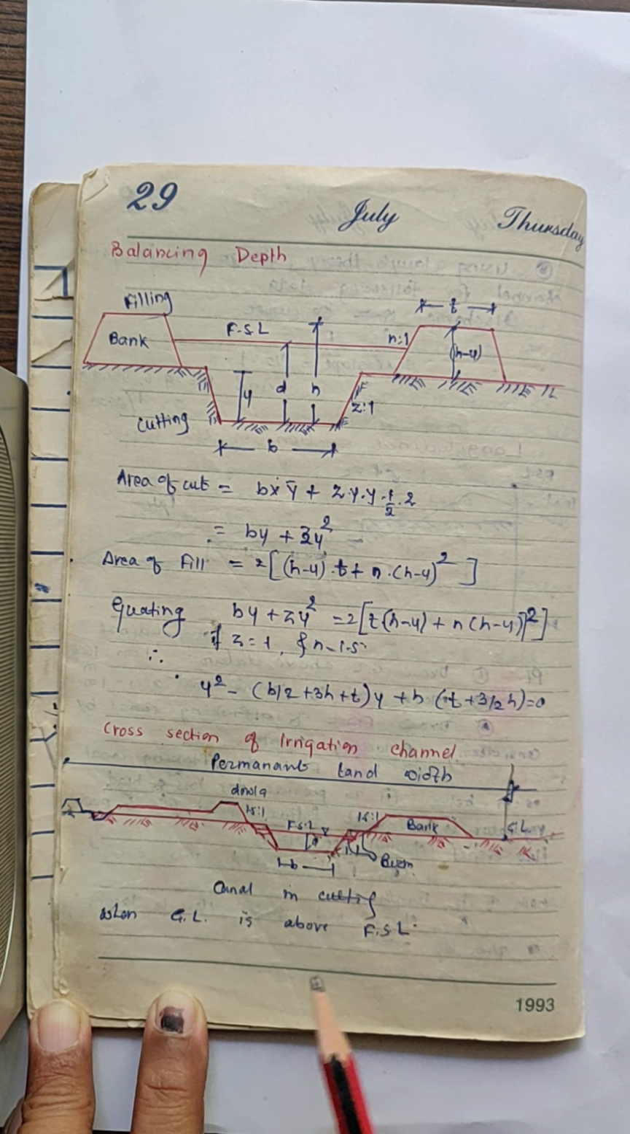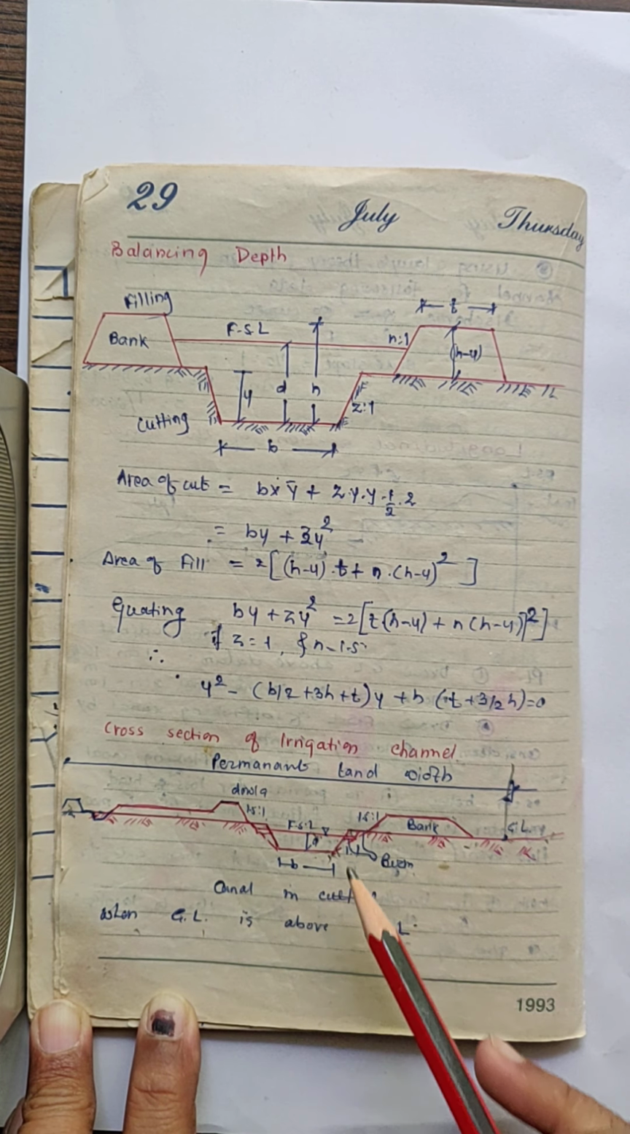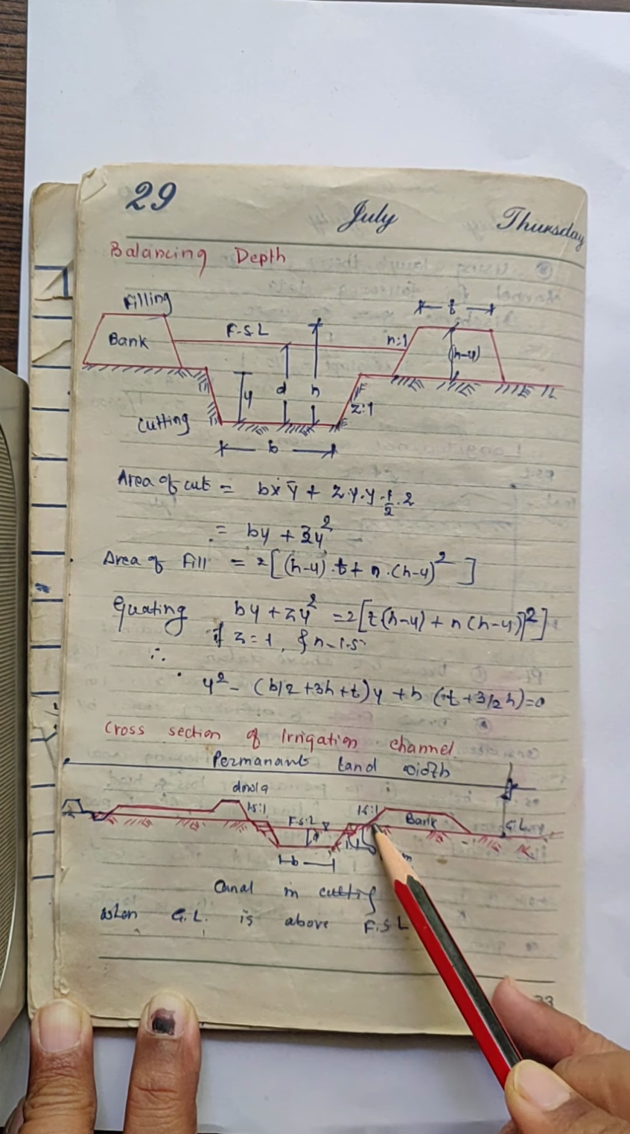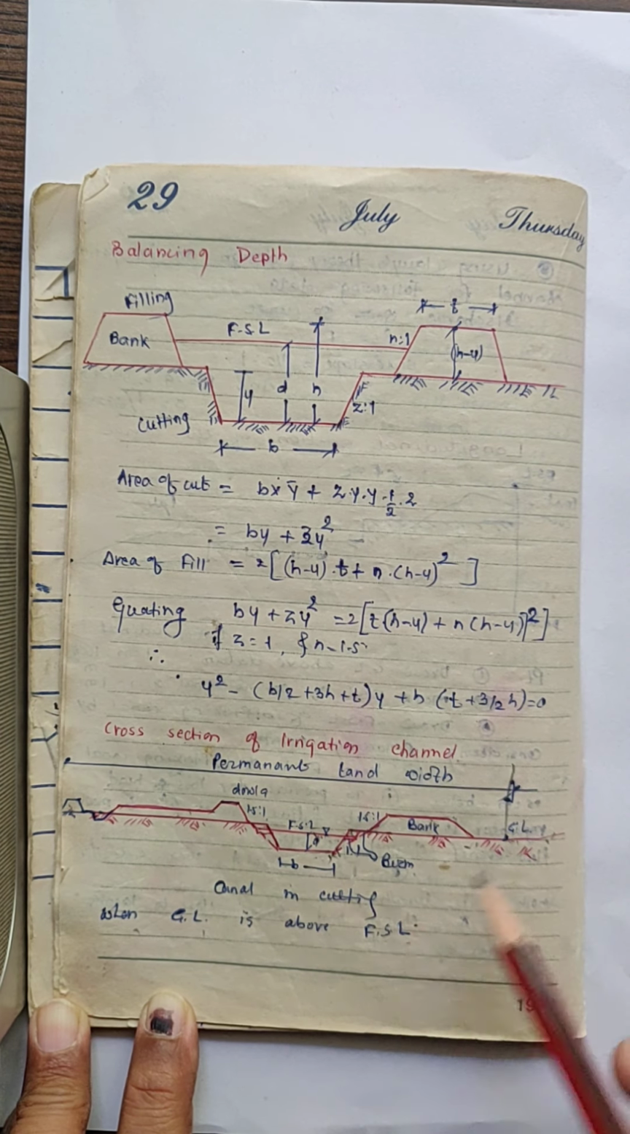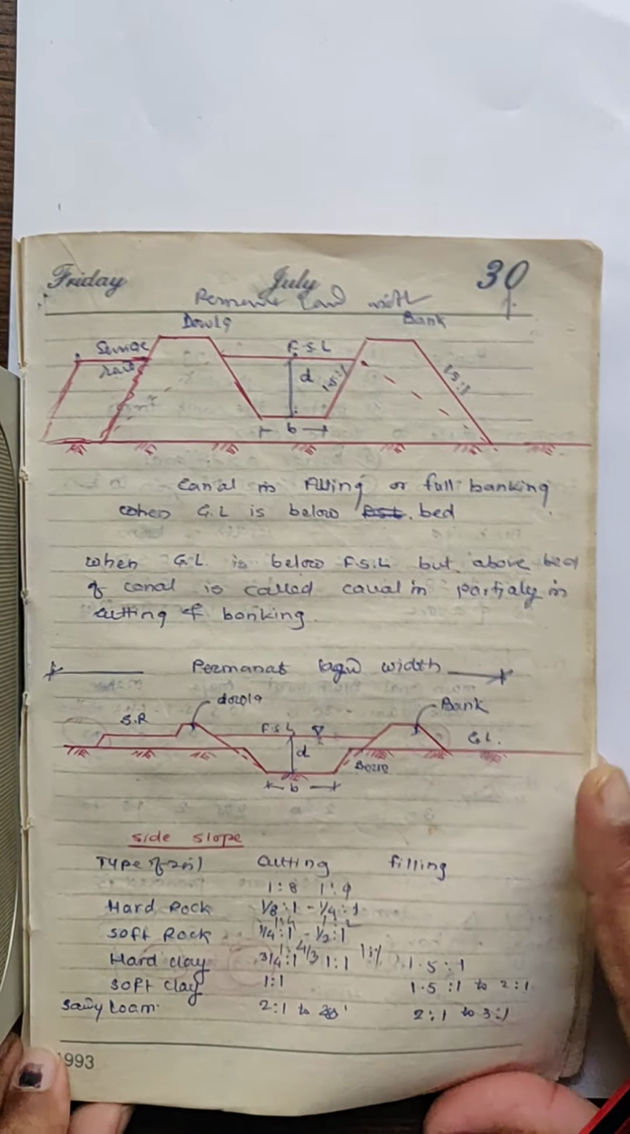This is the cross section in case of full cutting, that is when FSL is below GL, or we can say when GL is above FSL. This is the first section. Now this is the second one.